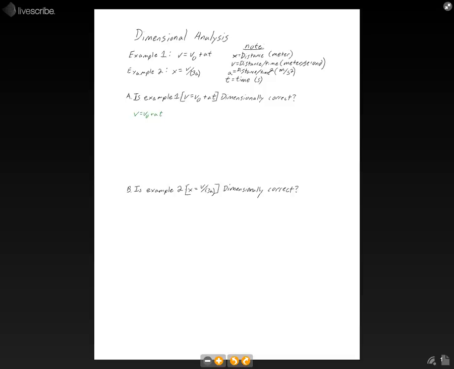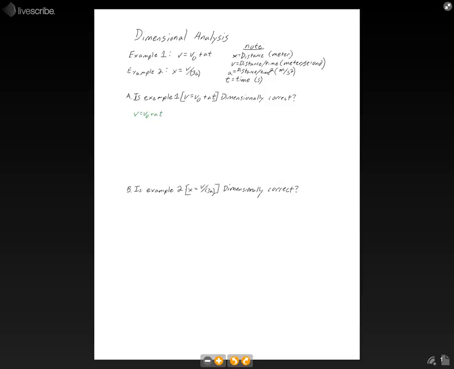So some of the smaller components are, for example, x is equal to distance, which is in meters. V is distance over time, which is meters per second. Acceleration is distance per time squared, or meters per second squared. Time is, of course, given in seconds.